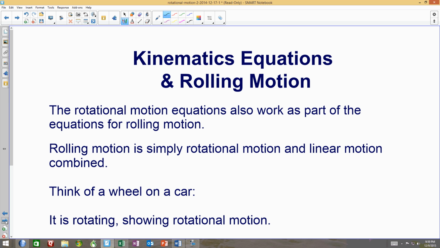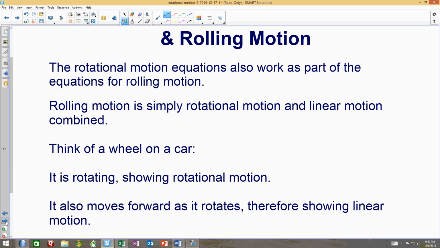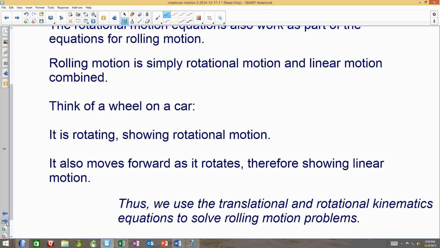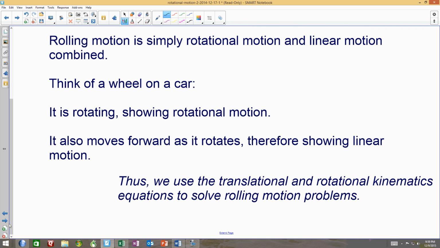The rotational motion equations also work as part of the equations for rolling motion. Rolling motion is simply rotational motion and linear motion combined. So think of it as a wheel on a car. It's rotating, showing rotational motion, but it's also moving forward as it rotates, and this shows linear motion. Thus, we can use the translational and rotational kinematic equations to solve rolling motion problems.